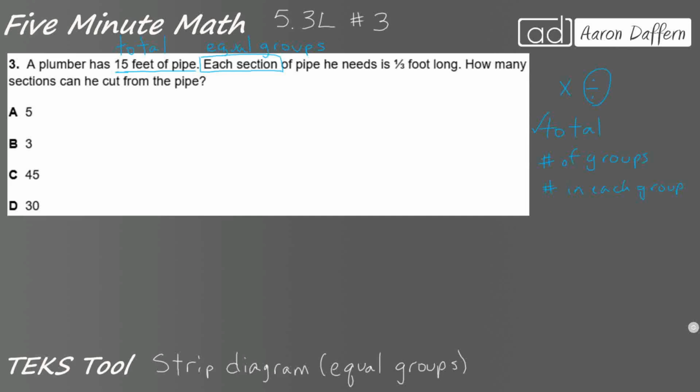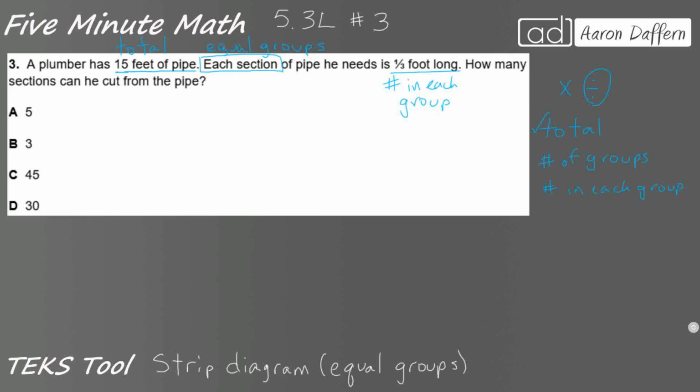So let's see what this 1/3 is. Each section, so those are equal groups, so the sections of pipe are going to be our groups, and they're going to be 1/3 foot long. So each section is going to be this unit. So if the sections are the groups, these 1/3 foot, that length is going to be the number of feet we need for each group. Even though it's not a full foot, it's only 1/3 of a foot. That's how much we need for each group.